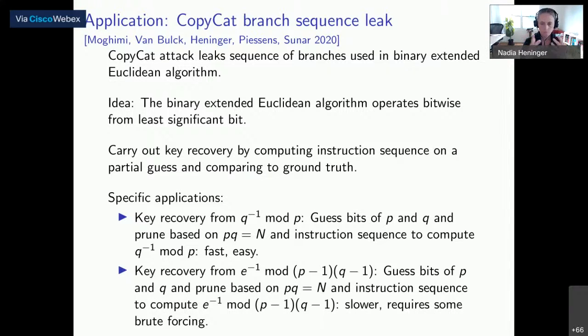And you can prune based off of two pieces of information: P times Q should equal N, and you can also look at the partial instruction sequence to compute Q inverse mod P. A slightly more complicated example is key recovery from the computation of E inverse mod (P minus 1)(Q minus 1). This is the computation that the implementation is using to compute the secret key when it's generating the key pair. For this one, you would guess bits of P and Q, and you can prune based off of the relationship P times Q equals N, and then the instruction sequence to compute E inverse mod (P minus 1)(Q minus 1) for the bits of P and Q that you know so far. So this requires a little bit more brute forcing and is slower, but it still works.